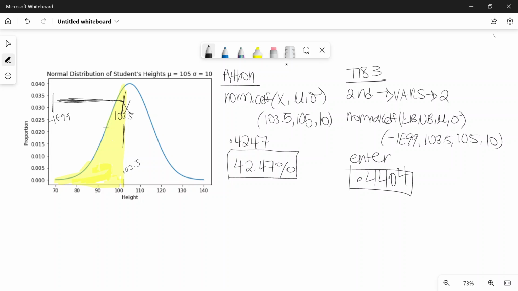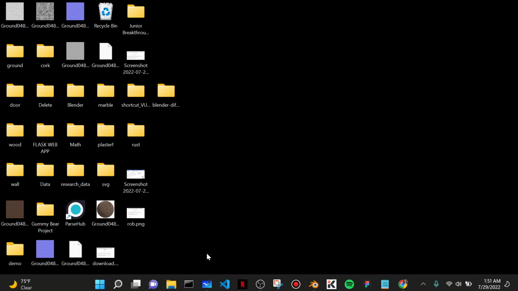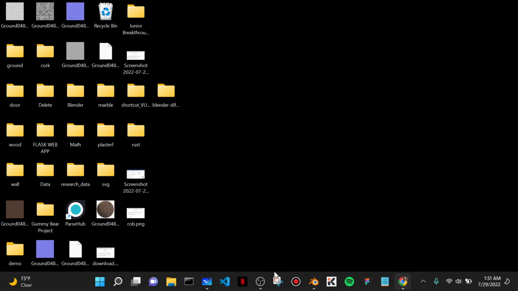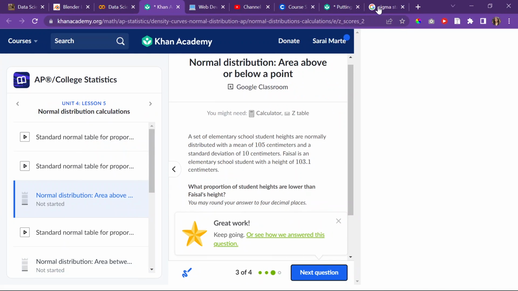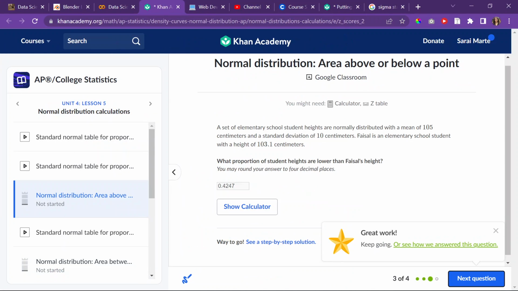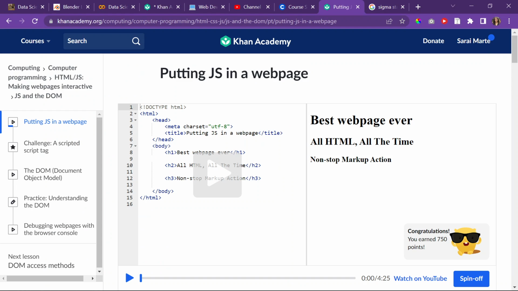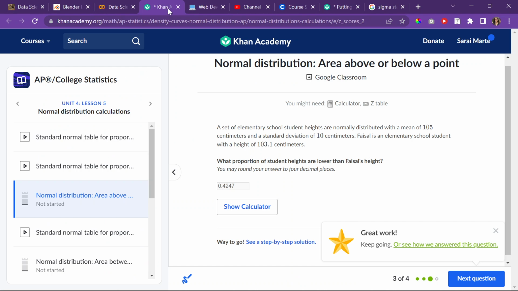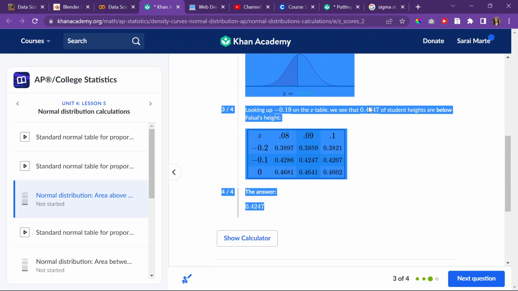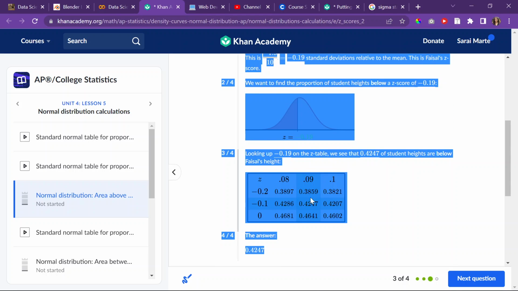If I were to put that answer in Khan Academy, would that have worked? Because it's not the exact answer. 0.44. What did I just do? Where is my Khan Academy? Can I not change the answer? Oh my god, I can't. 0.44.